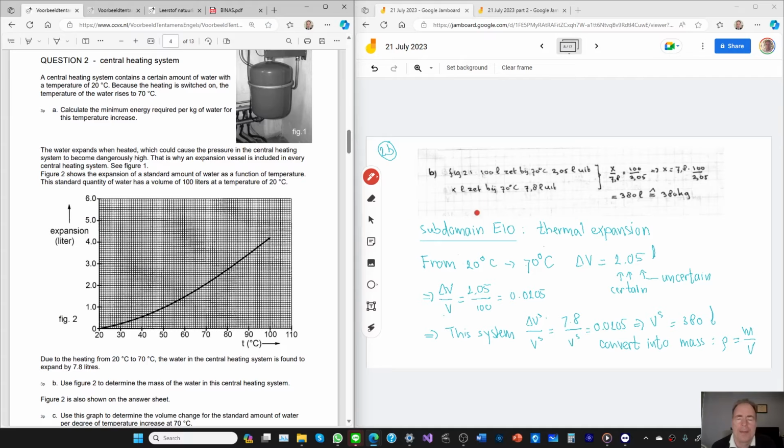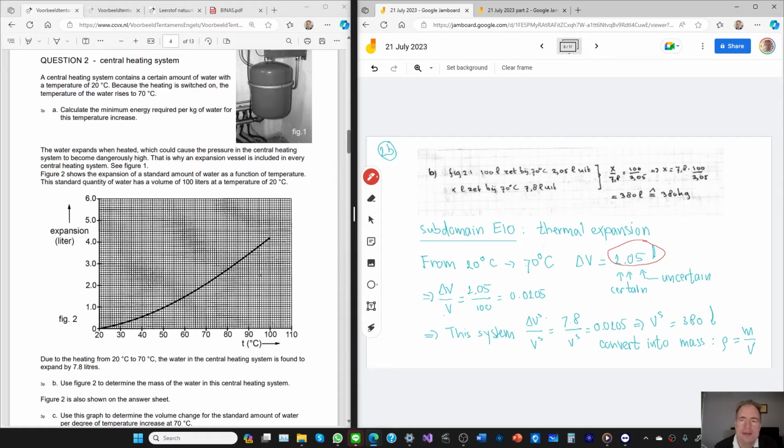Okay, so then what you can read from this graph is that for what they call the standard volume of 100 liters of water, if you go from 20 degrees to 70 degrees, then the expansion is 2.05 liters. And this you read from the graph.